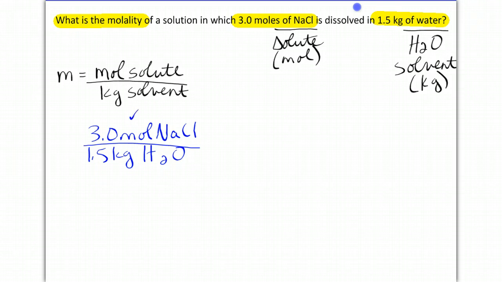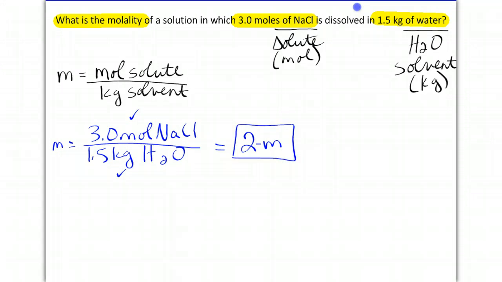Since I already have my solute in moles and my solvent in kilograms, then I can go ahead and solve this. 3.0 divided by 1.5 is going to equal 2 moles over kilograms, which is 2 molal, and that'll be what the concentration of my solution is.